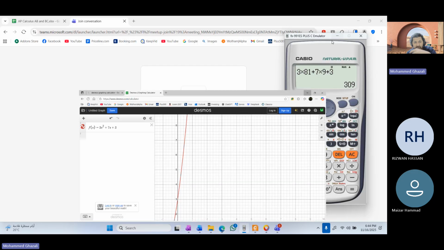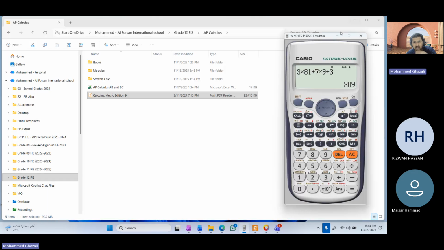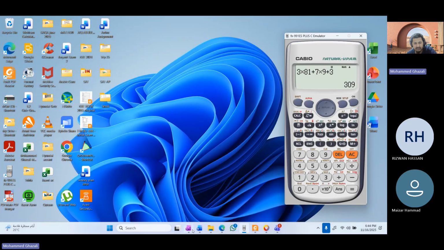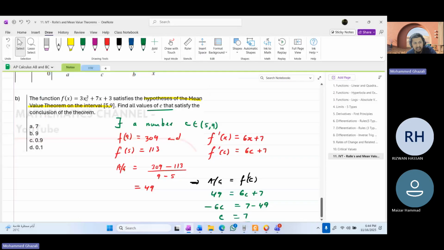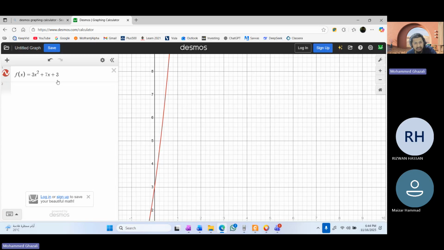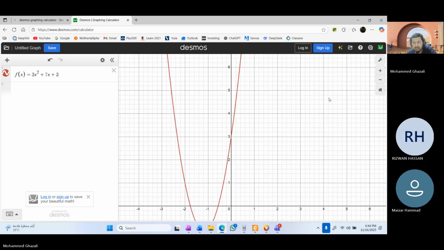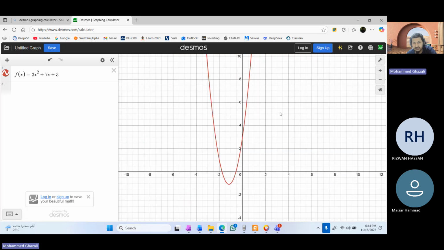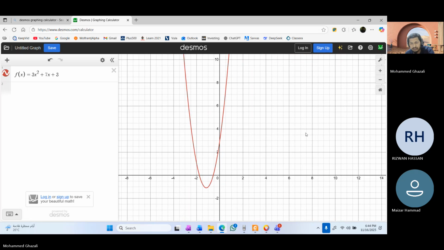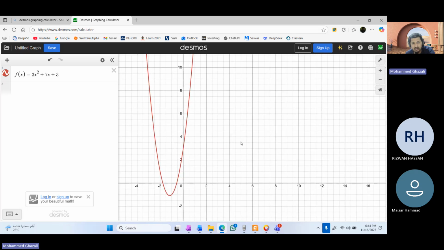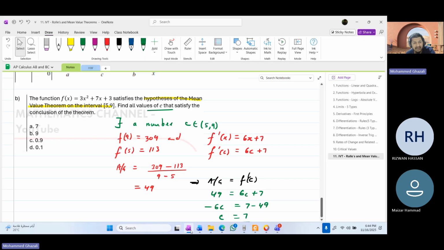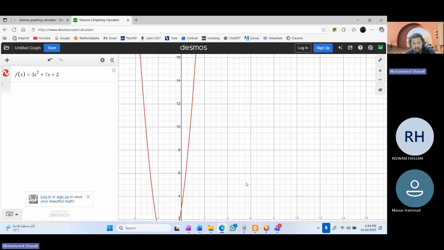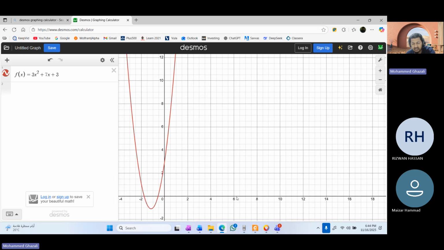Okay, anyways, let me go and draw this graph in a different way. 3x squared plus 7x plus 3. I have a problem with drawing this graph because the points were between 5 and 9, and 5 and 9 is way around here. That's why the y values are too big. But you can see that the slope is positive.